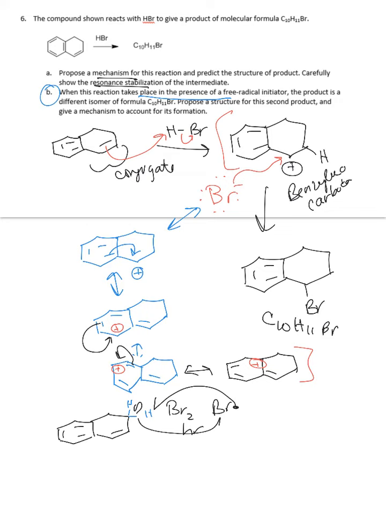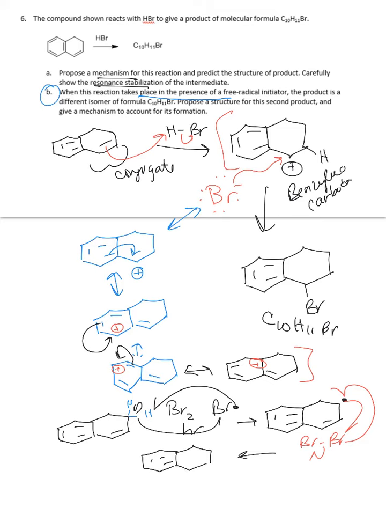to give you the most stable radical there. And then this would react with bromine to give you this compound here. Could you also get it there? Quite possibly. You could possibly get it there as well. And this isomer gives you the molecular formula of C10H11Br. Should be different.